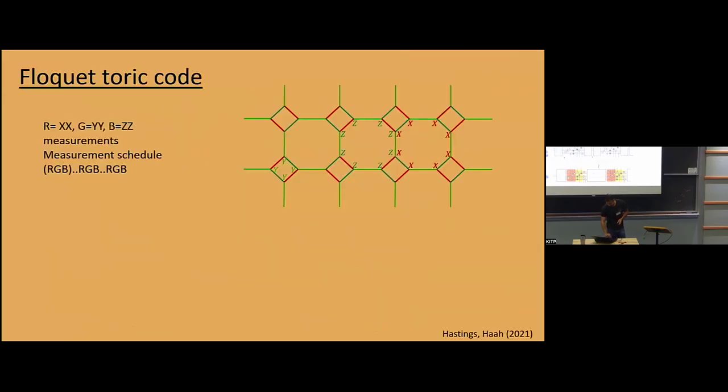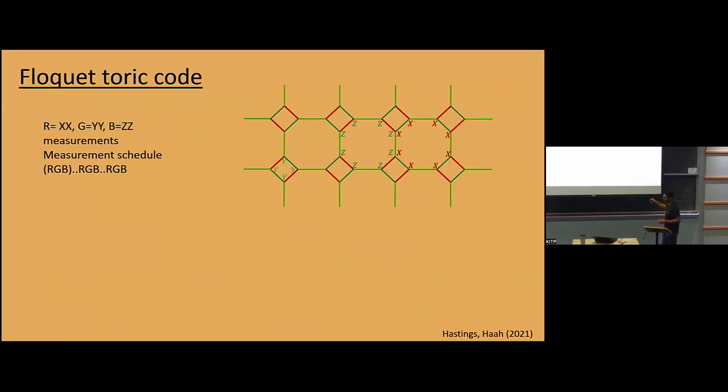Okay, so let me describe all of this using an example of the toric code. So the Floquet toric code by Hastings and Haah is as follows. You can define it on various lattices. They defined it on the honeycomb lattice in the beginning, and in subsequent papers there is this version as well, where this is another trivalent lattice. It's called the 844 lattice.